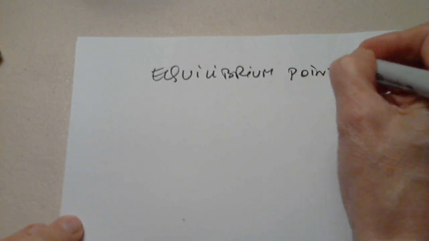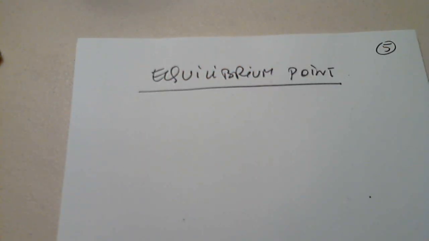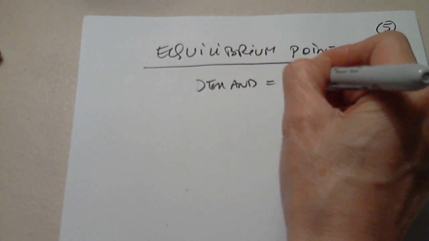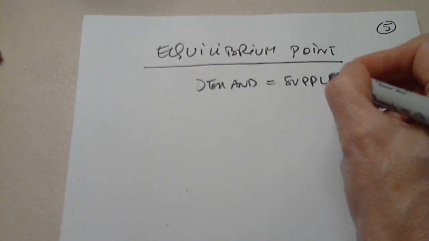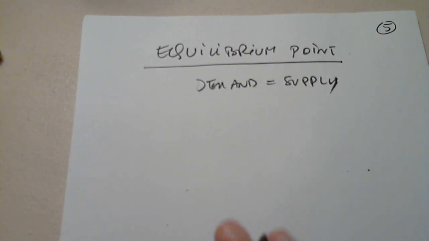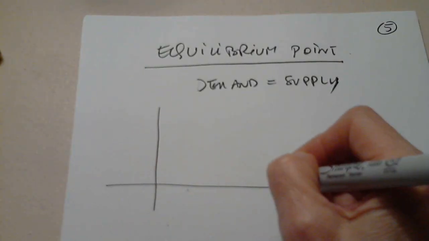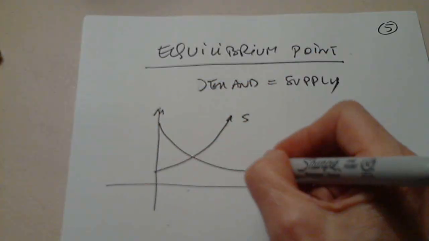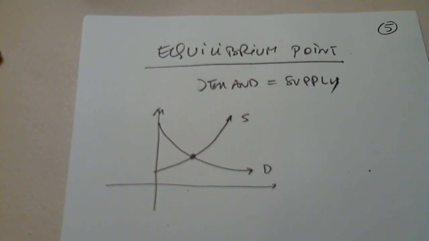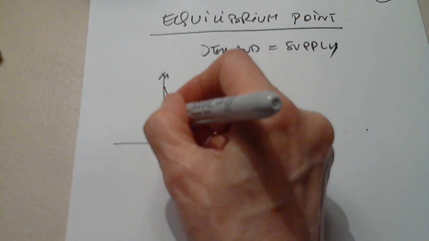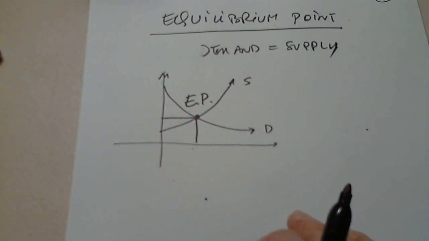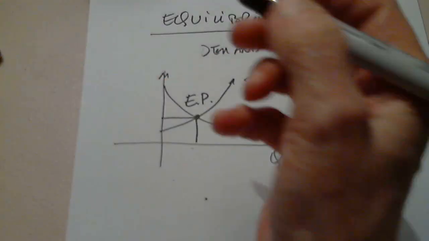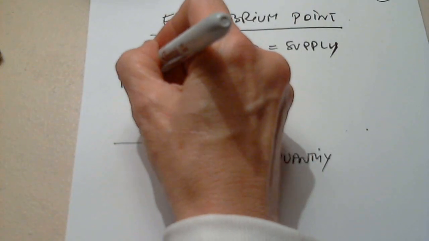Equilibrium point. The equilibrium point is exactly where the demand and the supply meet. Where do they meet? In a point. So here's the supply function, and here's the demand function, and where they meet is the equilibrium point, EP, the equilibrium point. And here's quantity, x, and here is price per unit.